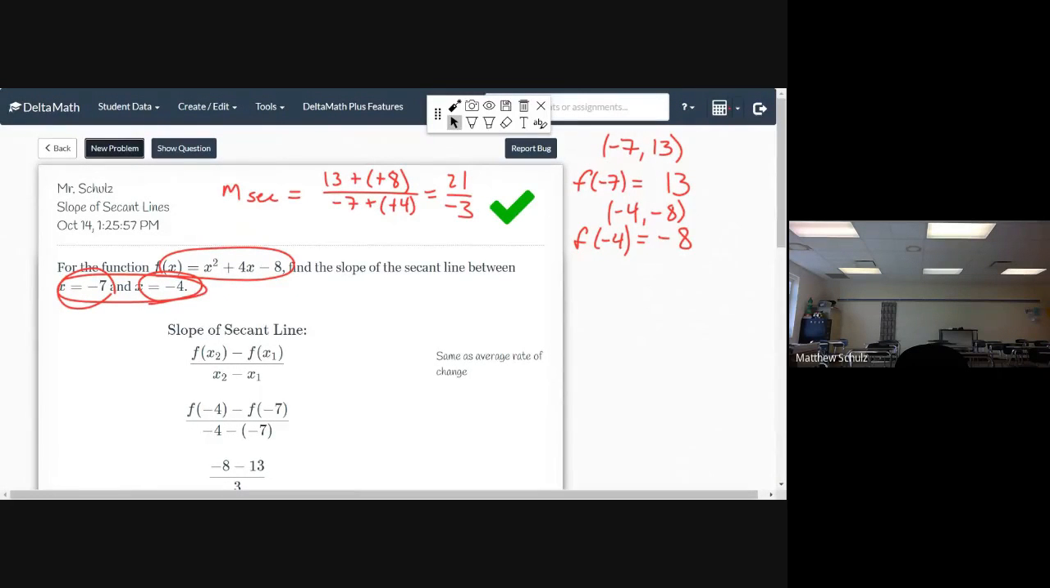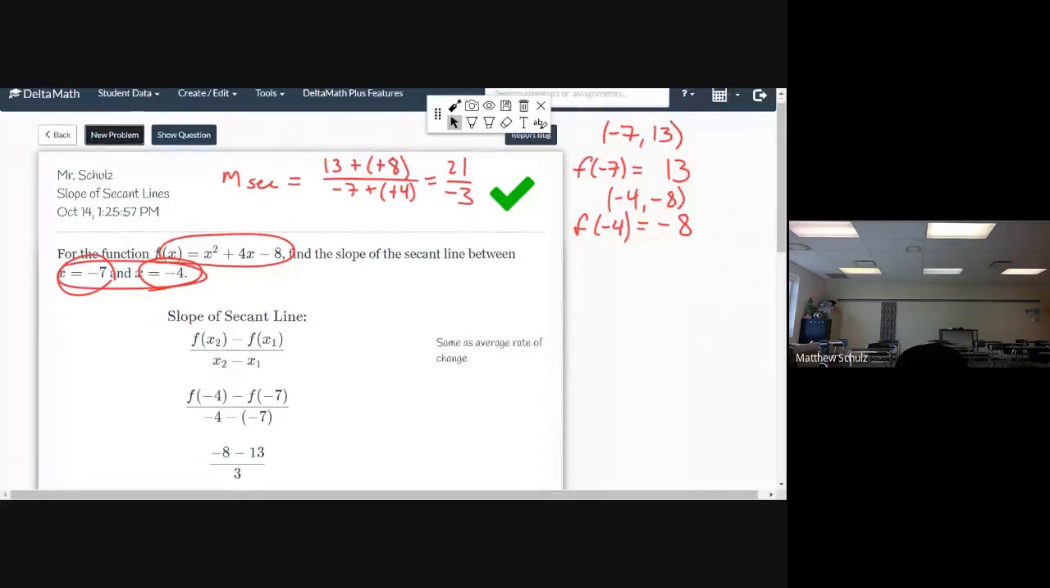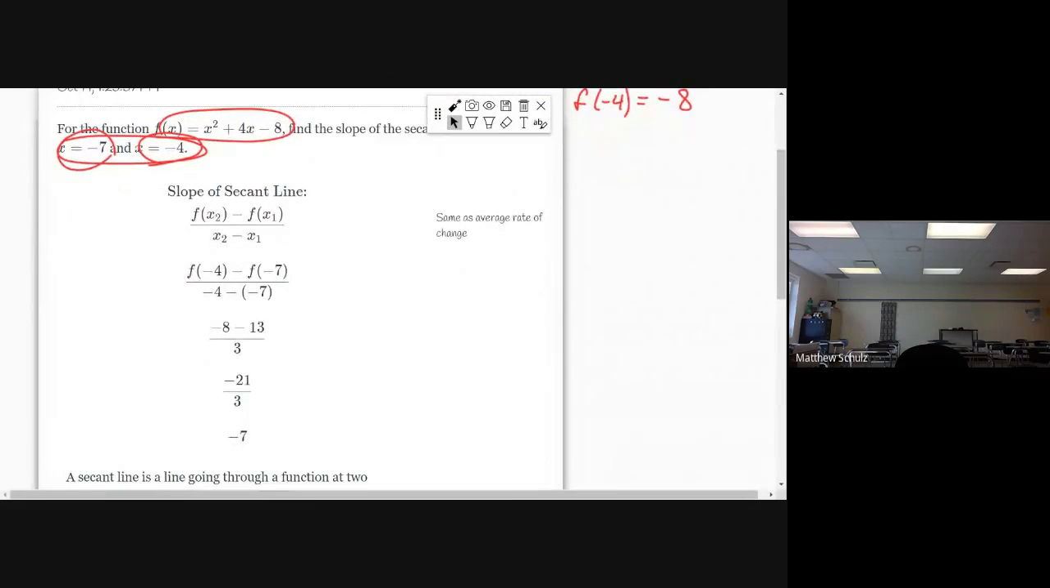And notice that it switched the values around. It did the slope formula instead, where it does x2 minus x1. Whatever you want to do, it doesn't really matter the order, as long as you designate one as your first point and one as your second point.